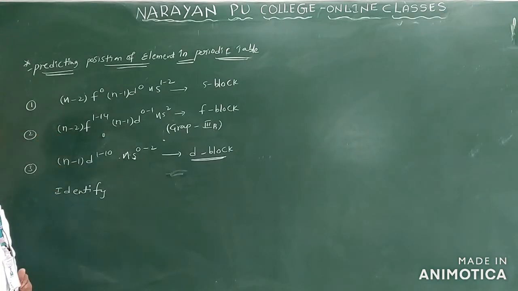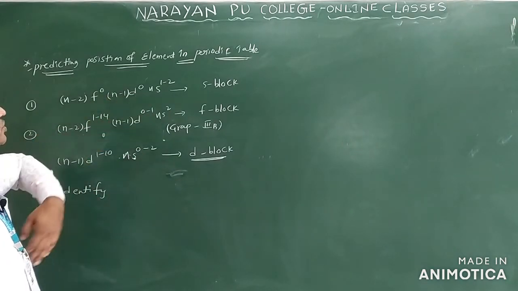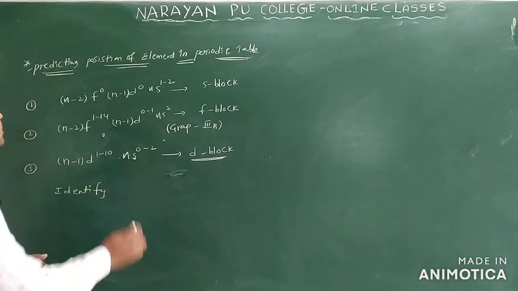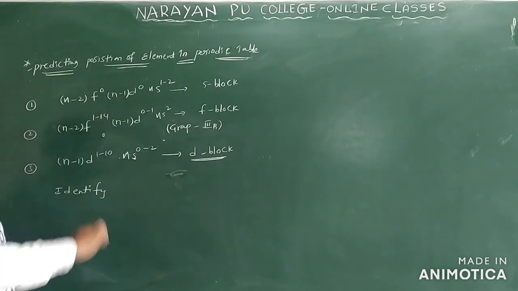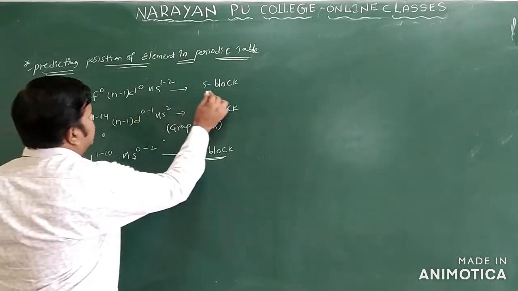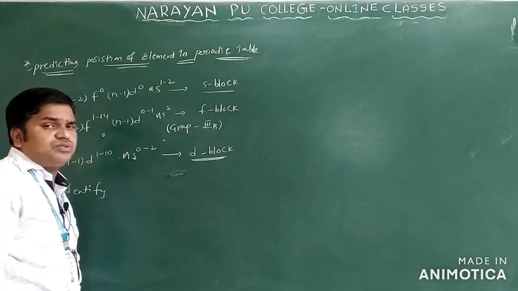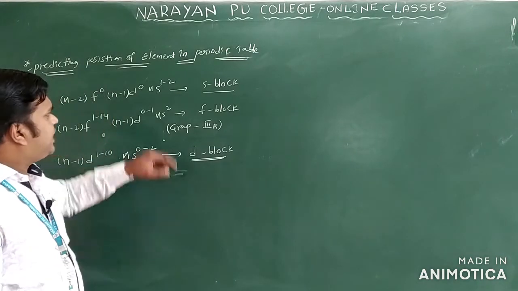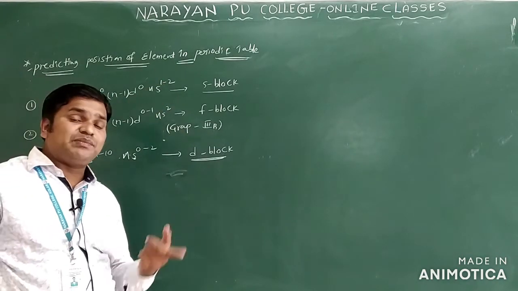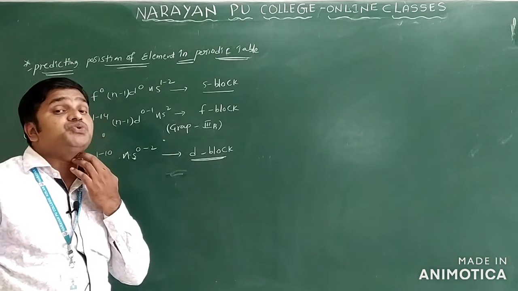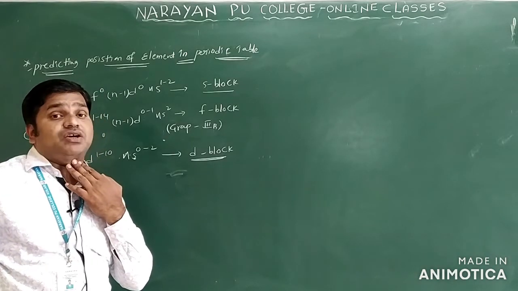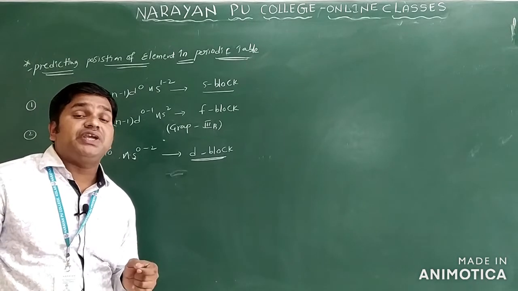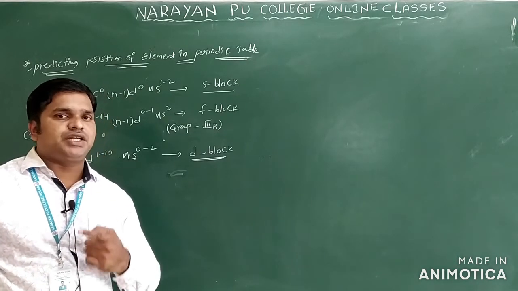(n-2)f0, (n-1)d0, ns1-2 only. If the configuration is like this, meaning f is 0, d is also 0, and ns1-2 is there, what block does it belong to? It belongs to the s block only. Suppose it has only one electron, that belongs to group 1A only. If two electrons are there, that is a group 2A element only. Already I told you, by seeing the number of valence electrons, we can find out the group number.